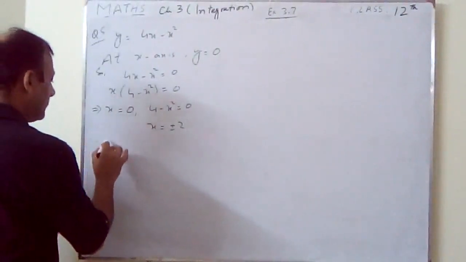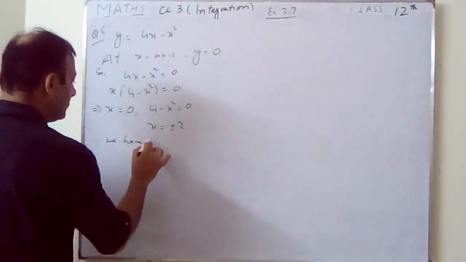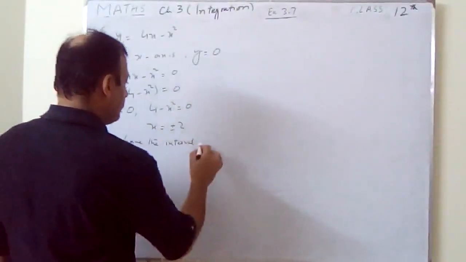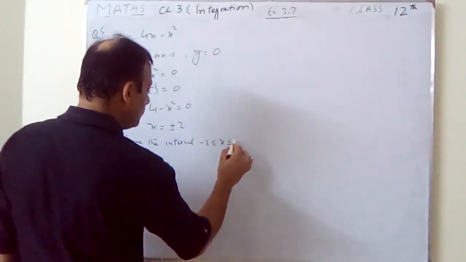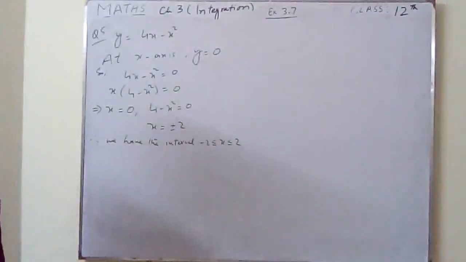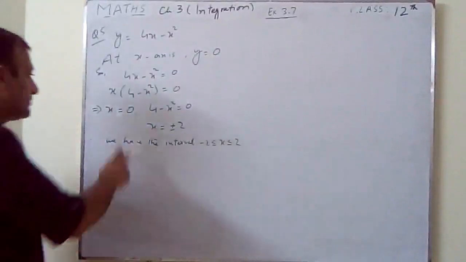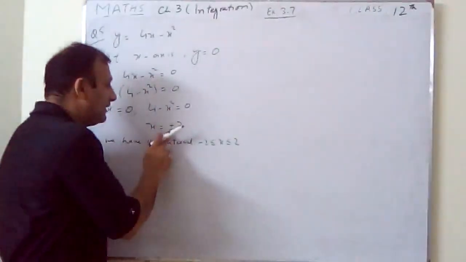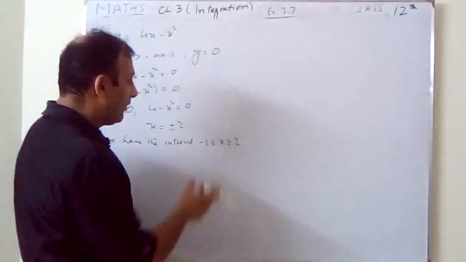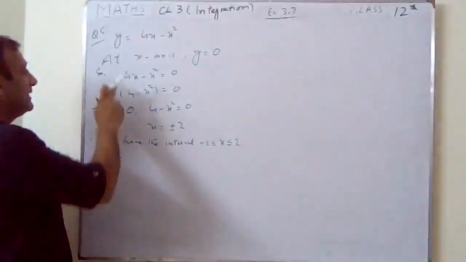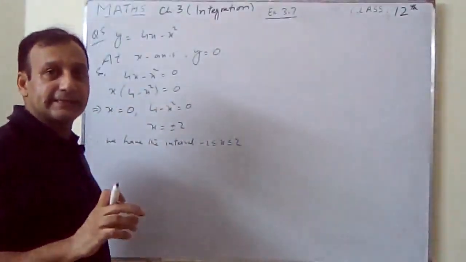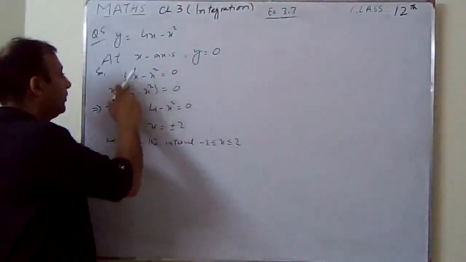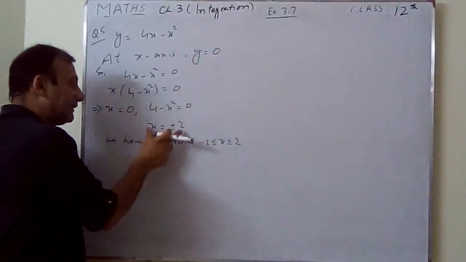Therefore, we have the interval -2 to +2. This interval we have because 0 is already included in this interval. So we have the interval -2 to +2. From where are we getting this? Because in the question it says find the area between the x-axis and the curve. So at x-axis y is always 0, so putting 0 here we get the values here.